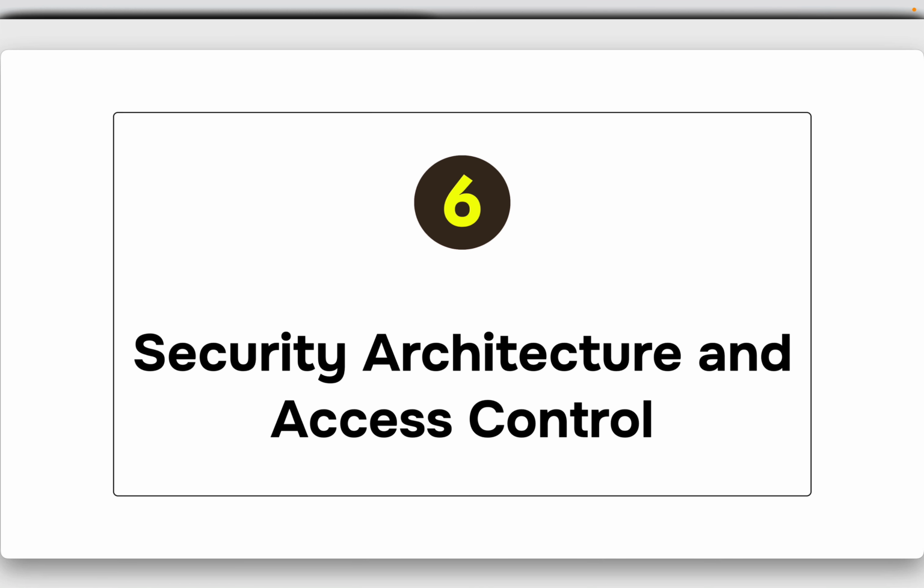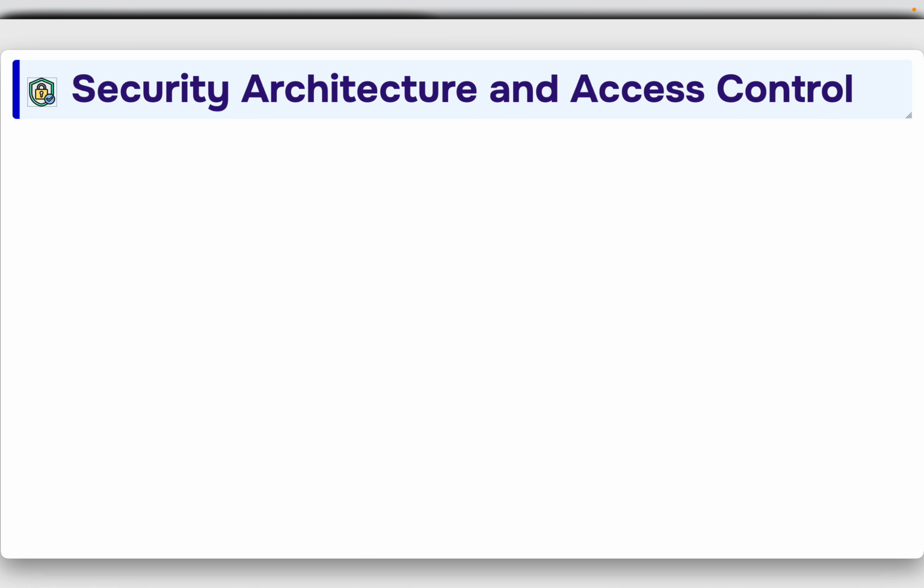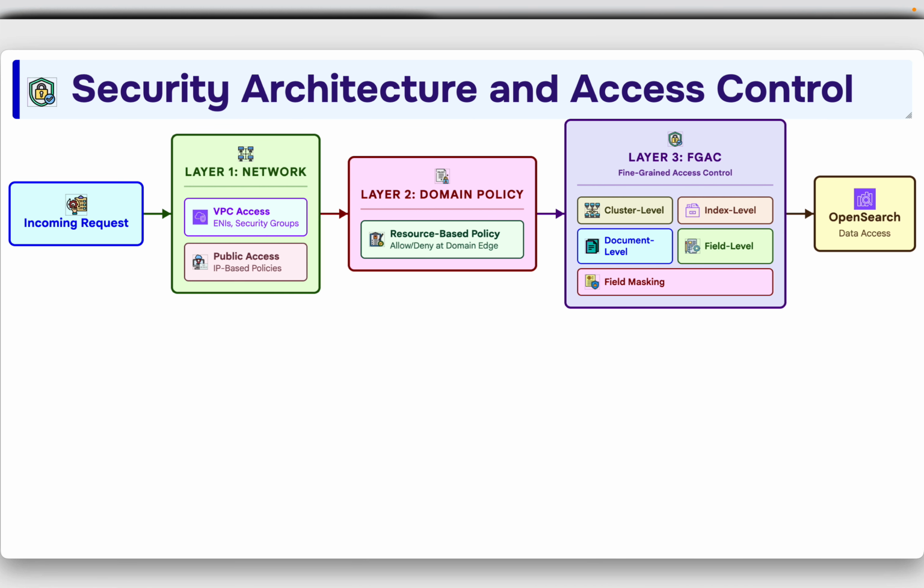Sixth topic is security architecture and access control. The OpenSearch service employs a defense in-depth model with 3 security layers. So the diagram shows incoming request passing through layer 1, which is the network, then layer 2, which is the domain policy, and finally layer 3, which is fine-grained access control before accessing OpenSearch data.